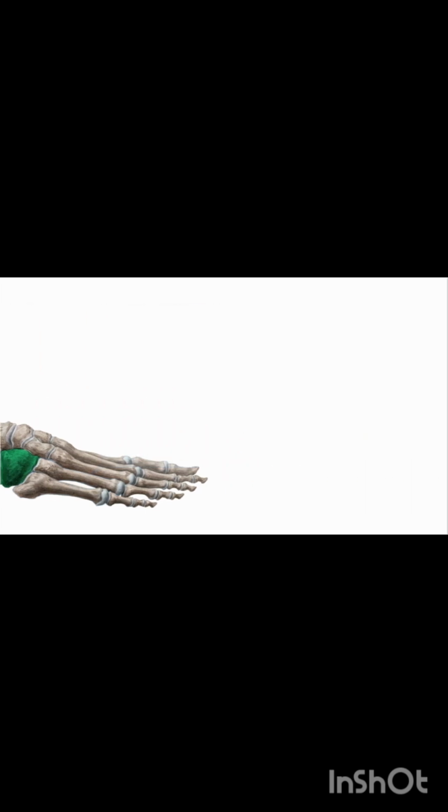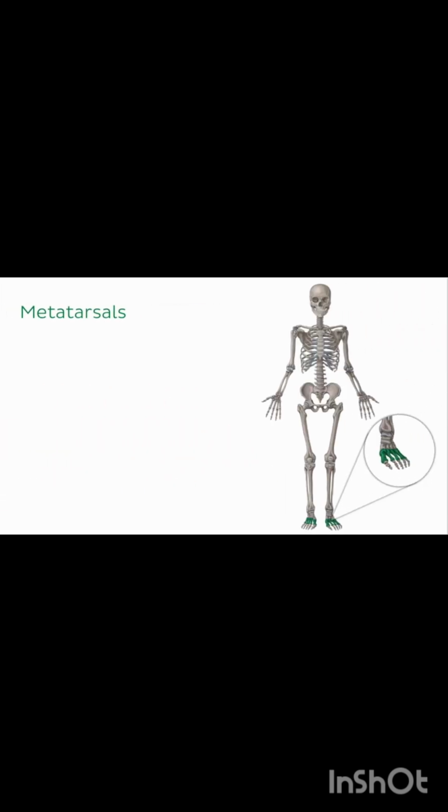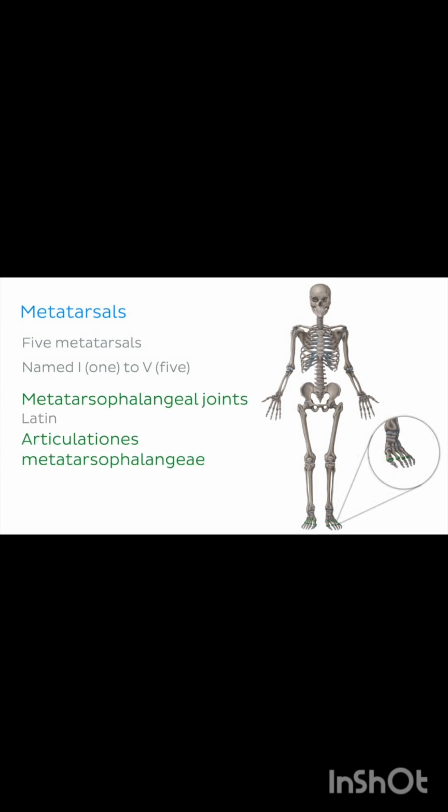Let's move further distally to look at the metatarsals. There are 5 metatarsals of the foot that connect the ankle to the toes, and they are named 1 to 5 from medial to lateral when you look at them from the dorsal surface of the foot as we are now. The metatarsal bones are connected to the phalanges of the foot via the metatarsophalangeal joints.